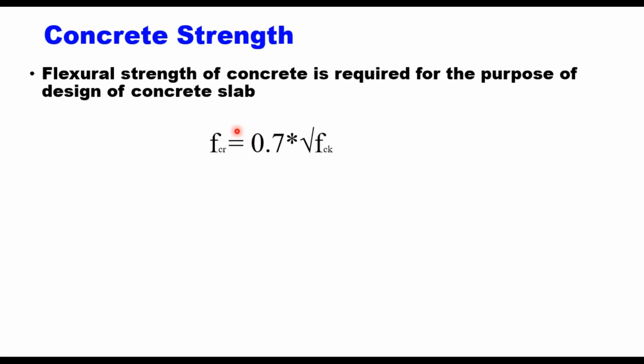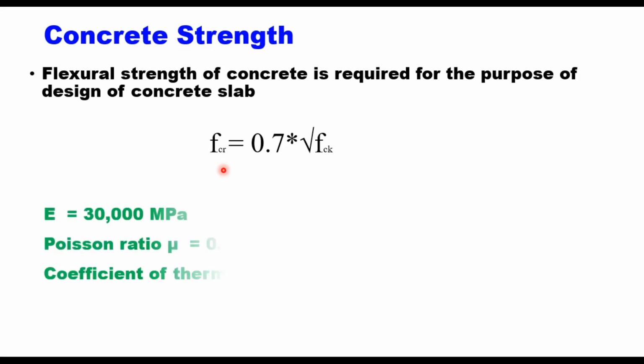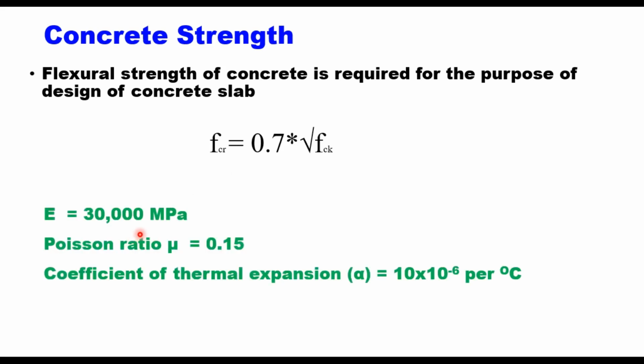and this flexural strength can be estimated from characteristic strength of the concrete using this formula, which is given in IS 456. Concrete mix design is normally done on 28 days strength, but for the design of thickness of concrete pavement, 90-day strength is recommended, and 90-day flexural strength is taken as 10% more than 28 days flexural strength. E value is taken as 30,000 MPa, Poisson ratio 0.15, and coefficient of thermal expansion alpha is 10 into 10 to the power minus 6 per degree centigrade.